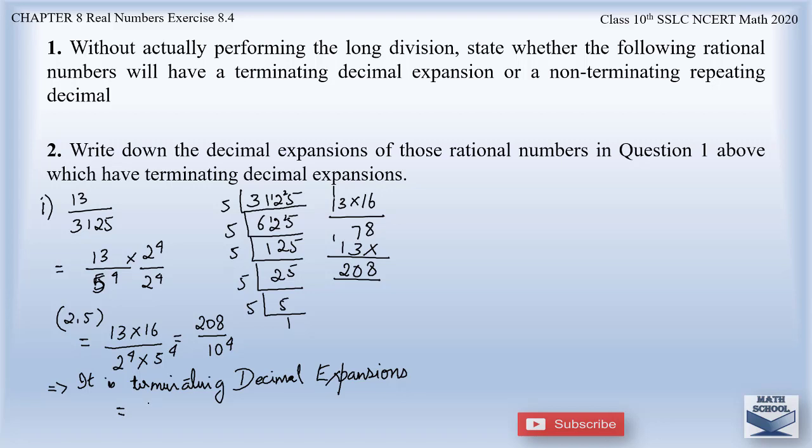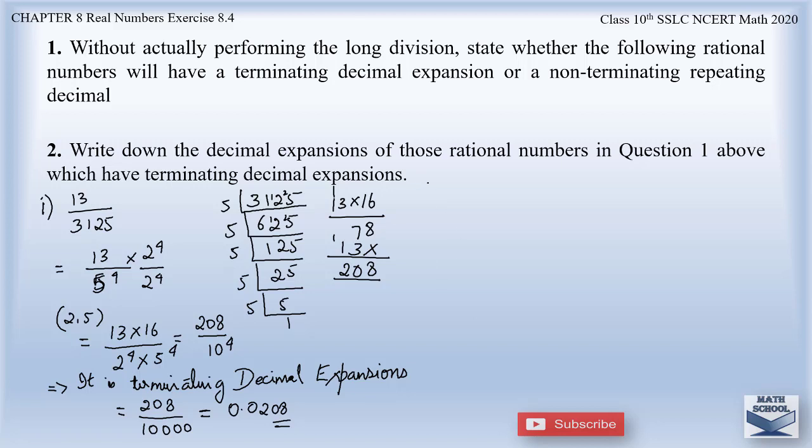Now we can convert this number into a decimal expansion. 10 power 4, let us expand, we get 4 zeros in the denominator. Writing the decimal equivalent of this fraction, since there are 4 zeros in the denominator, we have to place the decimal point after 4 digits in the numerator. So let us first write down 208. Since there are only 3 digits here, we will add a 0, then place the point. So the decimal equivalent for the rational number 13 divided by 3125 is 0.0208.